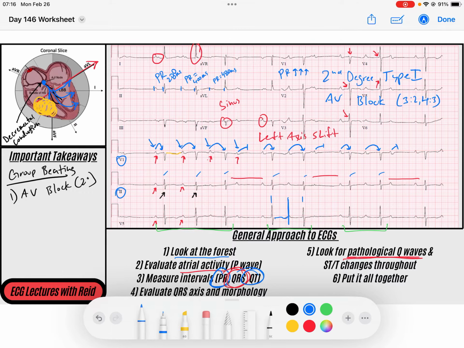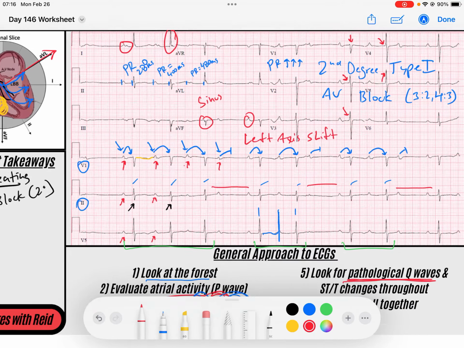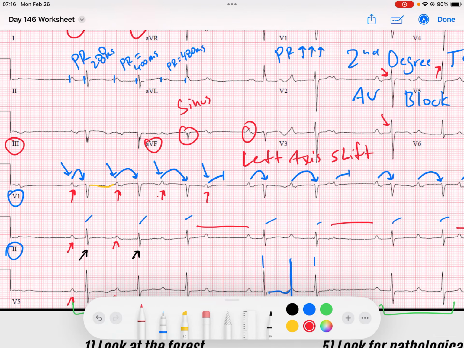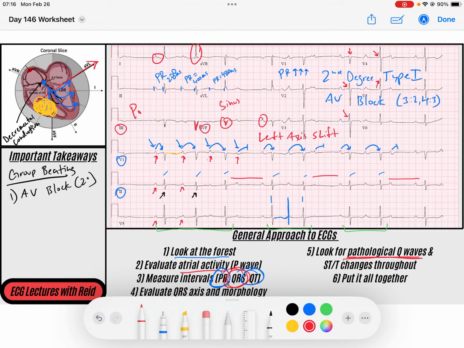So you look for maybe inferior pathological Q waves, because that's the inferior. So you look for pathological Q waves in the inferior leads, and look what I find. Lead 3 and lead AVF have these deep pathological Q waves in their QRSs, right? Look at those Q waves. So we have pathological Q waves in my inferior leads, which tells me that there was a previous inferior myocardial infarction. So we've had a previous inferior MI.